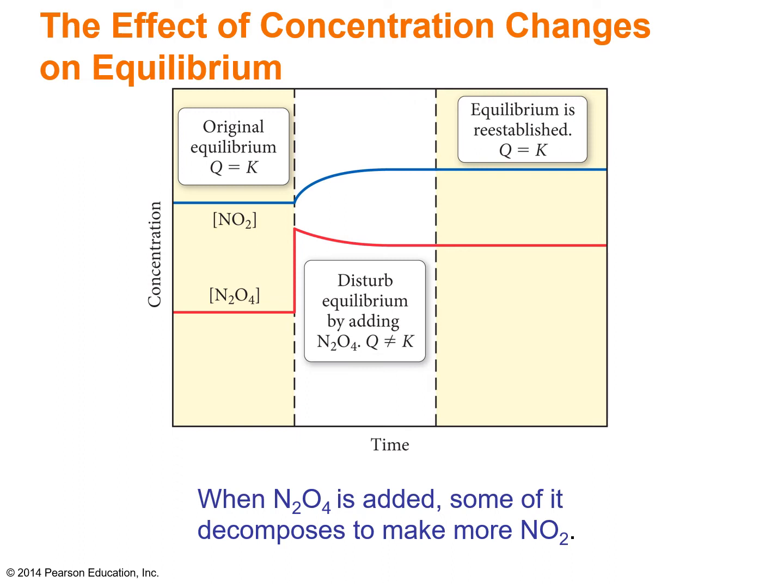So here we have the opposite. When N2O4 is added, some of it decomposes to make more NO2, right? So again, we have equilibrium here. We're spiking our concentration of N2O4. Therefore, NO2 is going to show the same behavior that N2O4 did before. This is going to go for a while until we reach that equilibrium. And once we get that equilibrium again, we're going to have that constant, the same equilibrium constant.